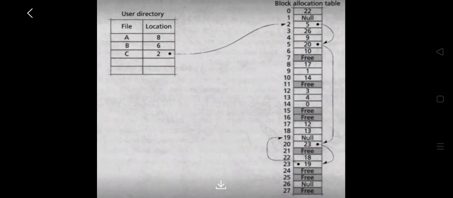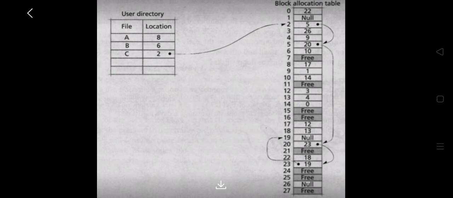In the diagram, you can see a user directory in which you have files placed like A, B and C as their names, and the location tells about the numbers 8, 6 and 2. Now 2 for file C stands for the index 2 you have to go to in the block allocation table. So the directory entries on the left hand side of the screen indicate the first block of a file. The first block of file C in the figure is 2.